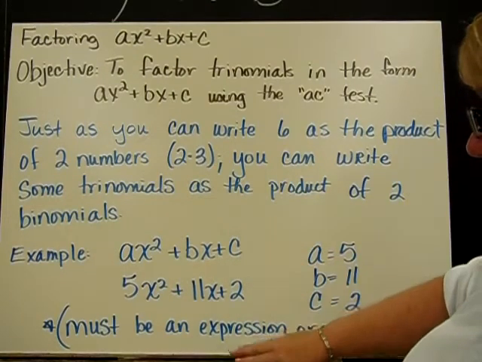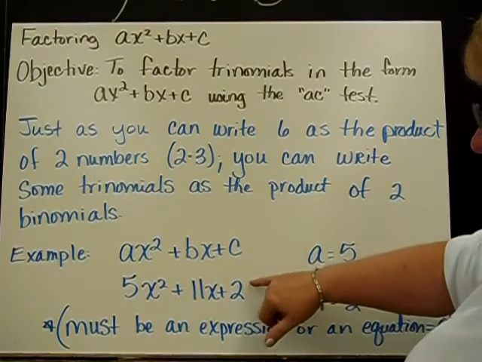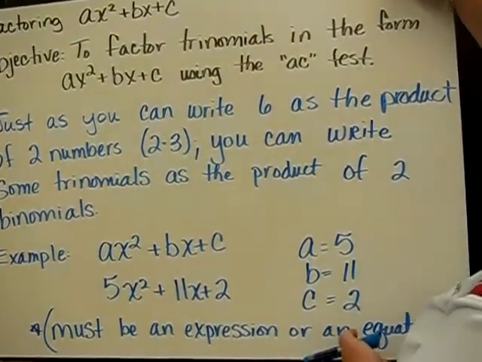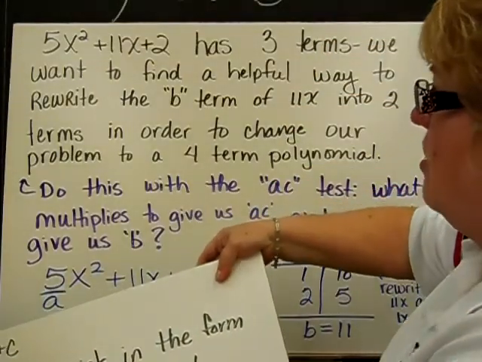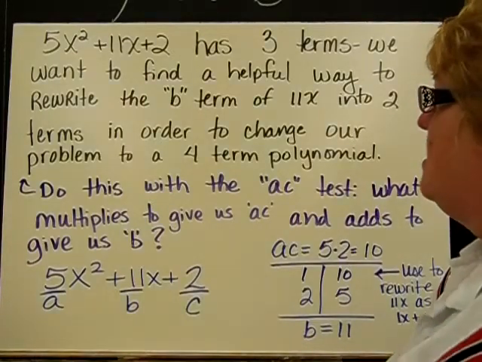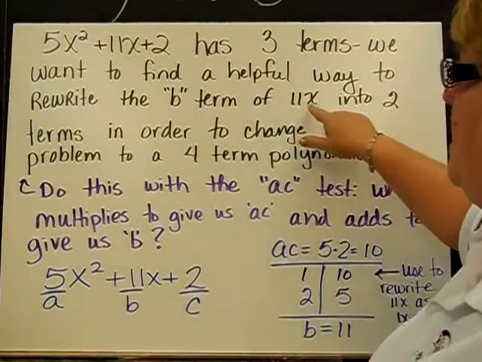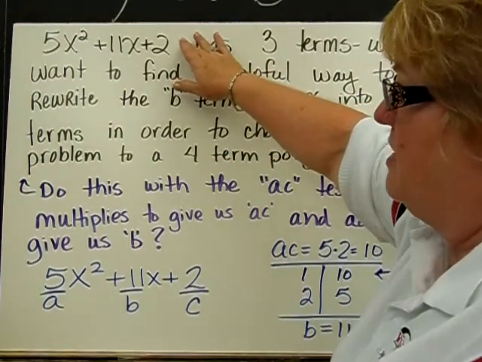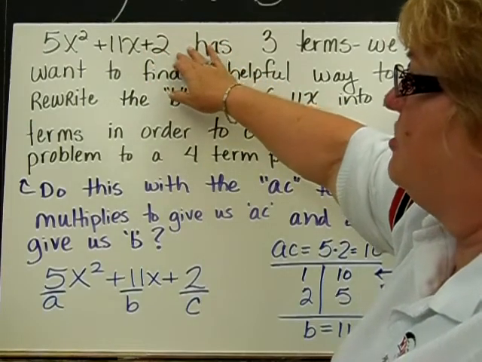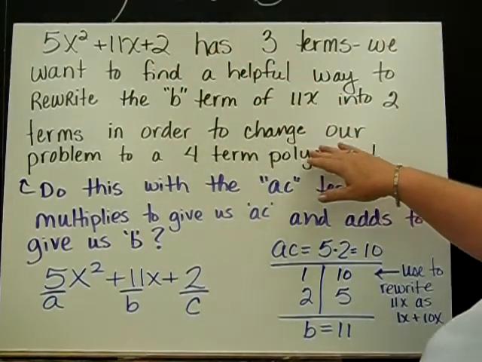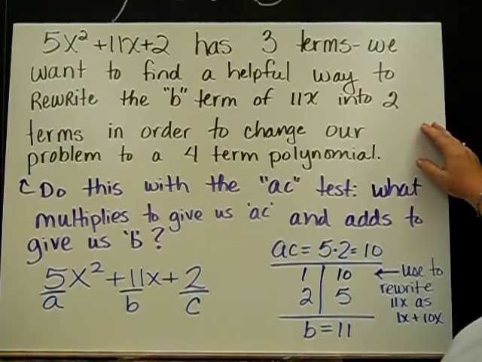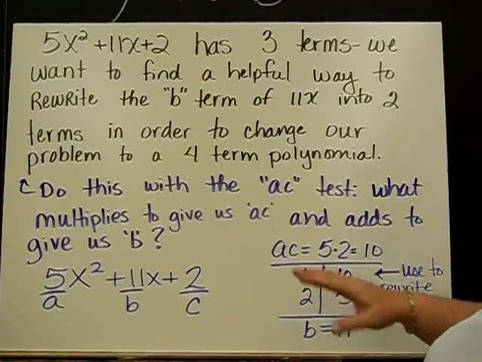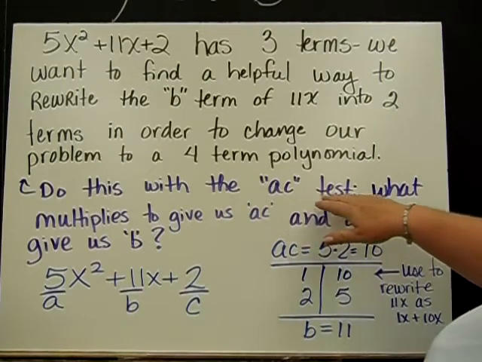And this always has to be written either as an expression the way it is here, or if it's an equation, this should be equal to 0, so that all of this is on the same side of the equation. Okay, we know that this polynomial has 3 terms, and we want to find a helpful way to rewrite b, the middle term, which is 11x, into 2 terms. Because if we can change this from 3 terms that don't have a greatest common factor to 4 terms, then we can possibly use grouping to factor. So we want to rewrite this as 4 terms, but we want to make sure that it's in some manner that's helpful. So to do this, we do what we call the AC test.